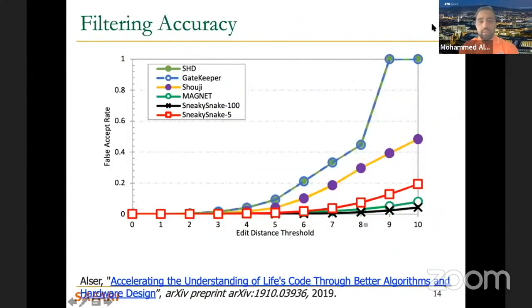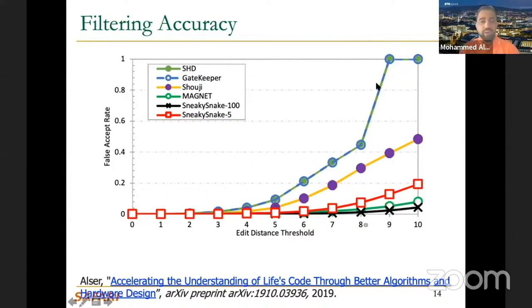All right, so given that you already see GateKeeper, Shouji, MAGNET, and now SneakySnake, you can get a clear idea on the accuracy, hopefully. In SneakySnake, we don't have any dependencies, and we don't have a domination with the zeros as we have in GateKeeper and MAGNET as well. So you can see SneakySnake performs the best, even better than MAGNET. You can see the black plot over there. This is SneakySnake, and the light green one is MAGNET.